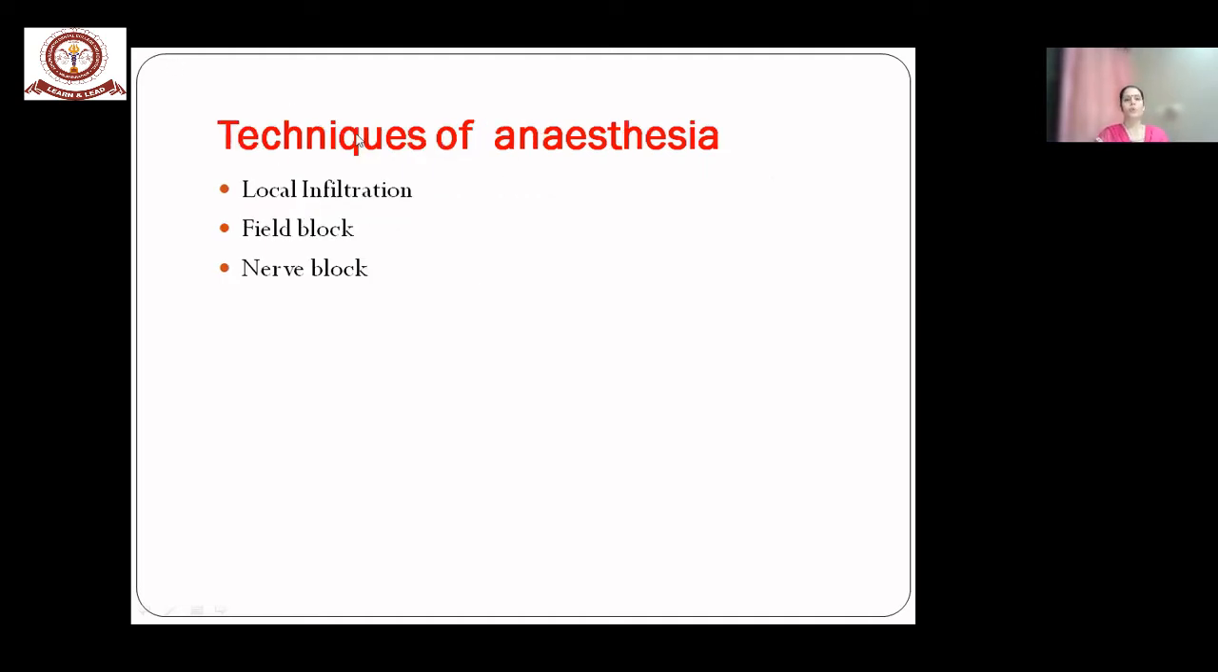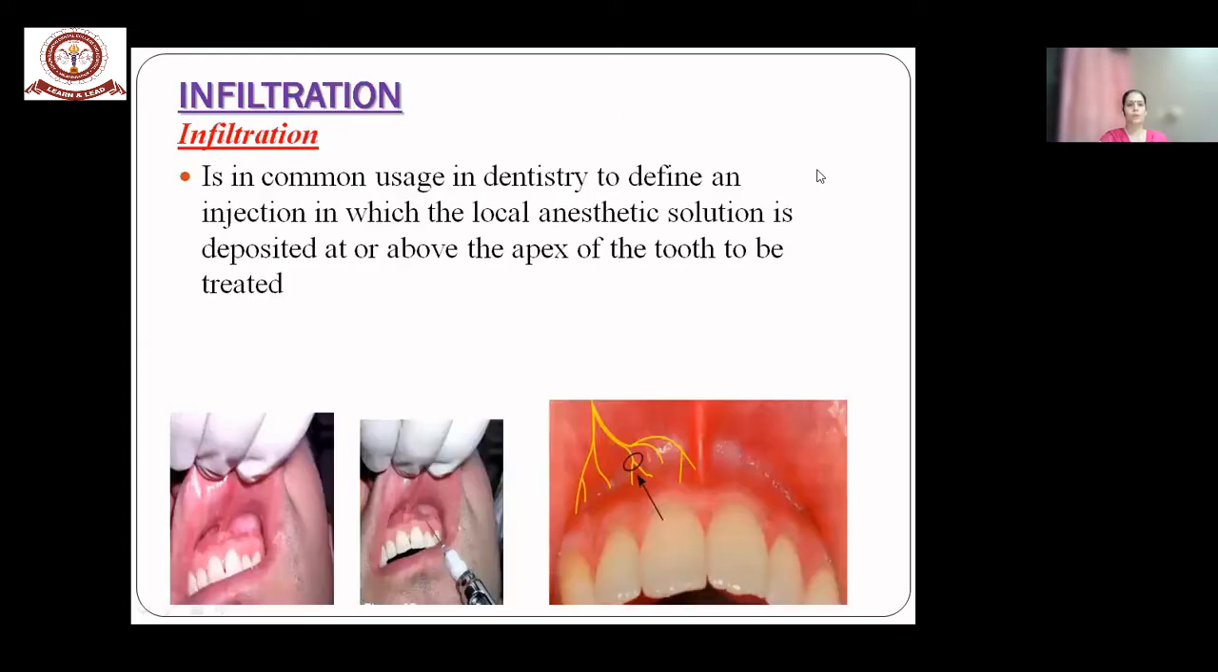So before we move on to the techniques of anesthesia, we should know these three terminologies, that is local infiltration, field block, and nerve block. So what is infiltration? This is the common usage in dentistry to define an injection in which the local anesthetic solution is deposited at or above the apex of the tooth to be treated. That is, it anesthetizes the circumscribed area of the tooth whenever you want to do the procedure for a single or two teeth. So it anesthetizes the terminal dental plexus.